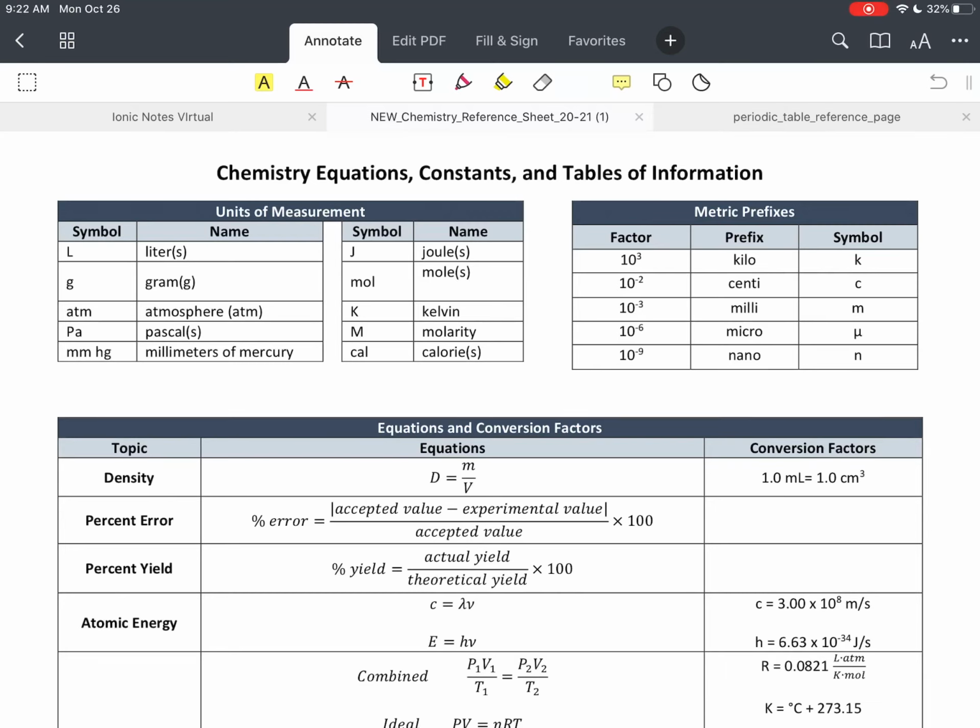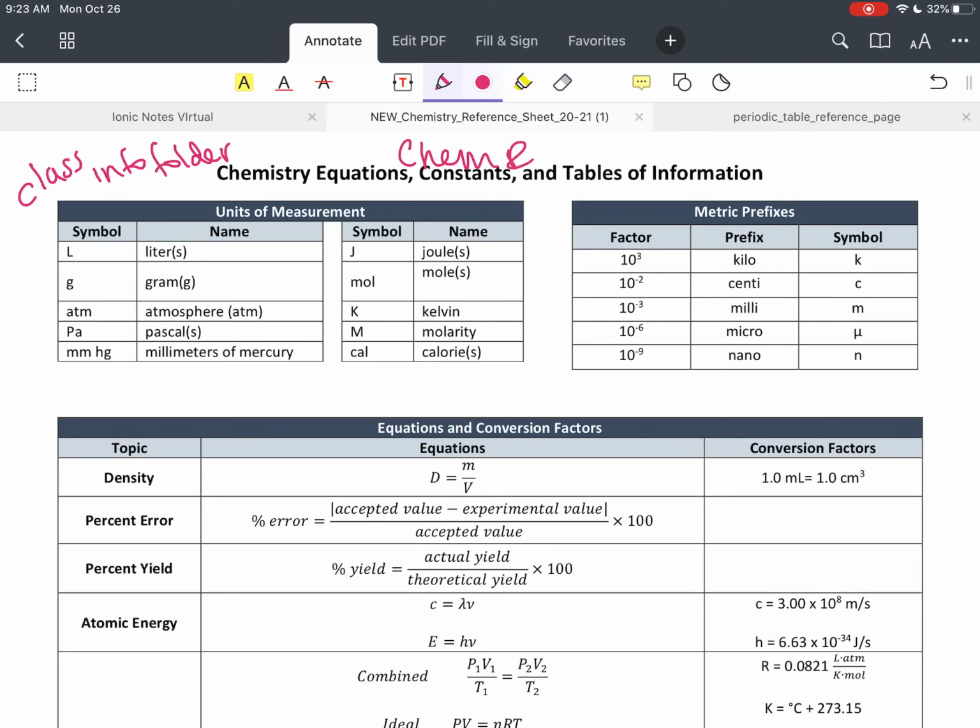If you look under the general class resources, the class information, class info folder, okay, you'll find a file that I think says chemistry reference sheet. Chem reference sheet. I would print this or save it to your desktop or something where you have easy access to this, because we're going to use this quite a bit from now on.